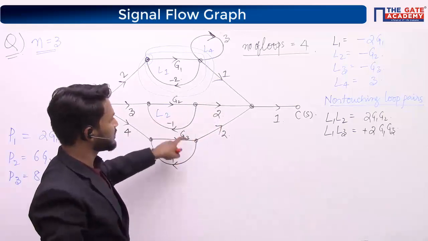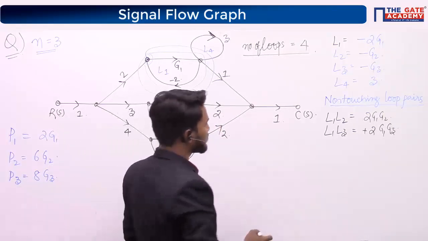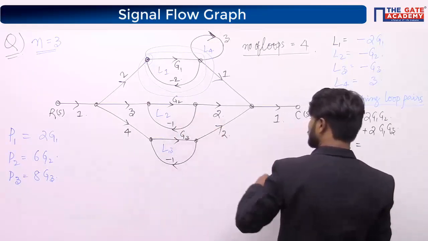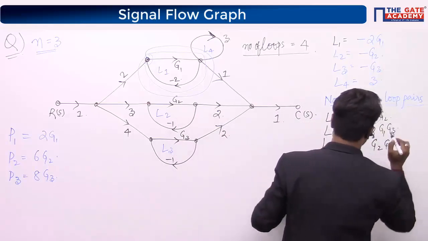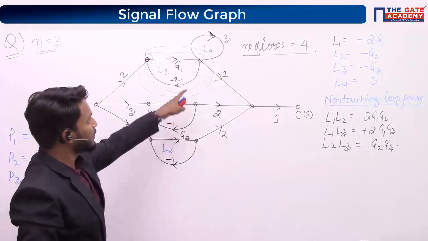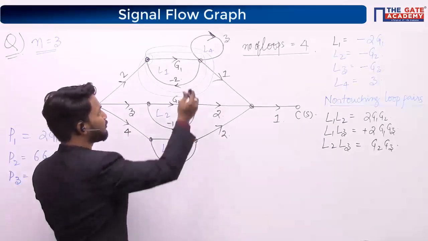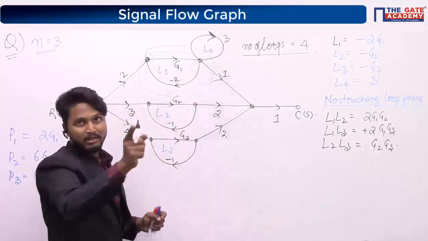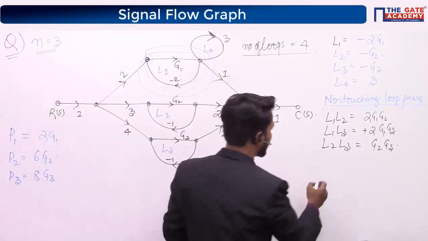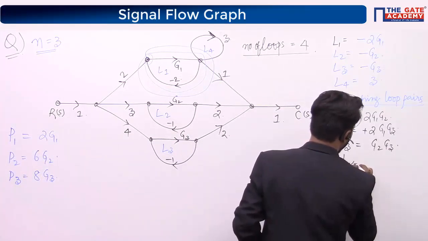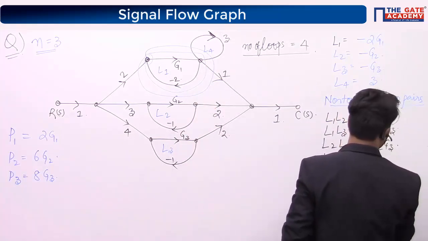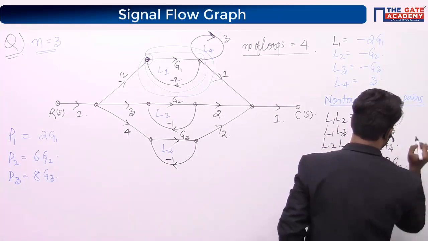L2 and L3 are not touching. So L2, L3 is equal to what? L2, L3 is equal to g2 g3, right? So what about L2 and L4? L2 and L4 are also not touching, but L1 and L4 are touching. So we cannot consider L1 and L4, we can consider L2 and L4, right? Therefore, L2, L4 is equal to 3 multiplied by minus g2. It is minus 3g2.